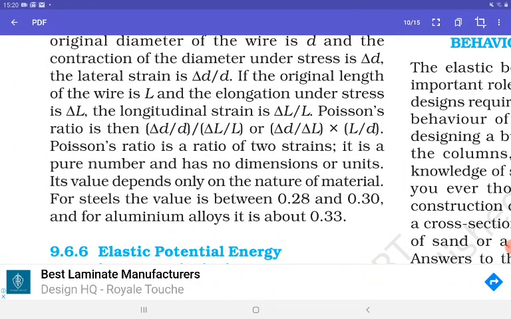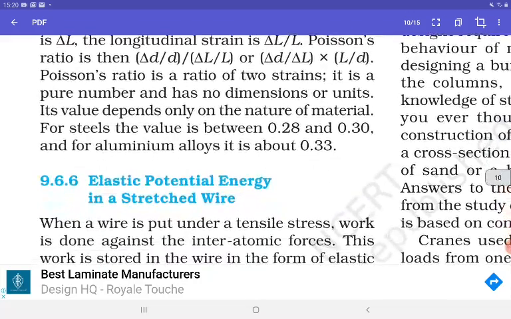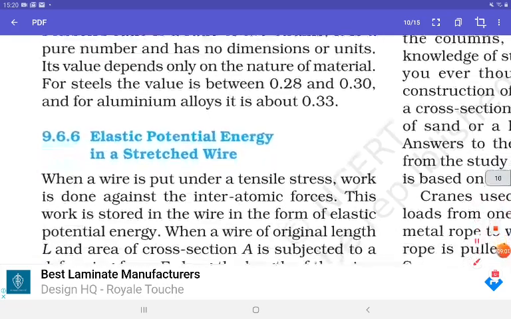Poisson's ratio is the ratio of two strains. It is a pure number and has no dimensions or units. Its value depends only on the nature of material. For steels, the value is between 0.28 and 0.30. For aluminum alloy, it is about 0.33.